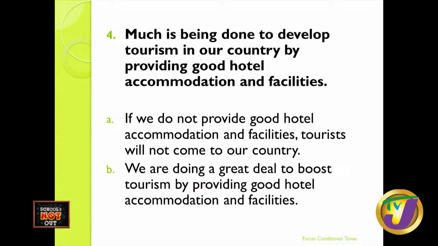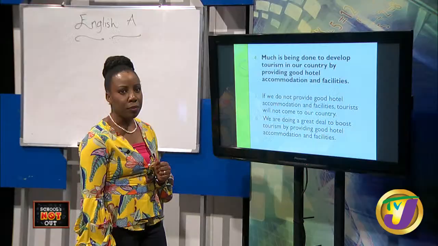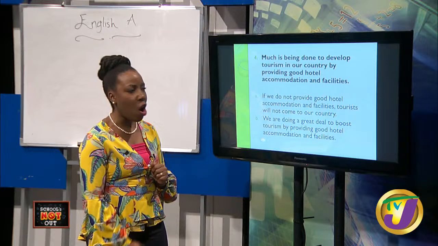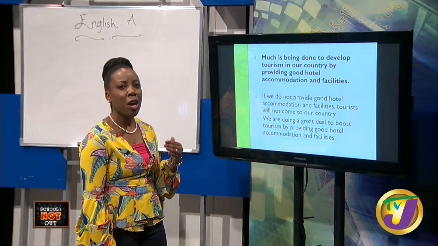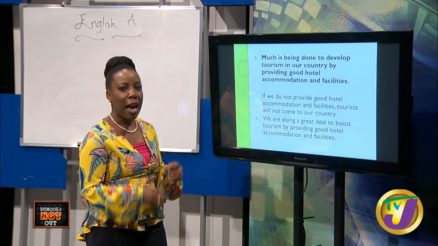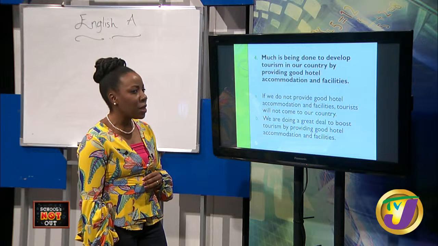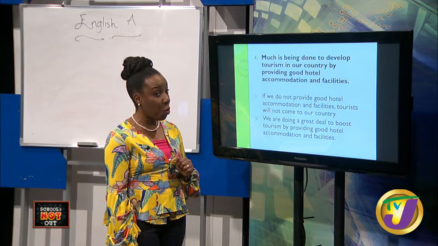Much is being done. Work is being done, right? Projects are being executed. Plans are undertaken. In what sector? Tourism. In order to do what? Provide good hotel accommodations and facilities. Provide facilities that are welcoming. Provide tourists with rich and valuable experiences. Good? So that's our paraphrasing. Now let's look at A to determine if A should be selected as the equivalent sentence.